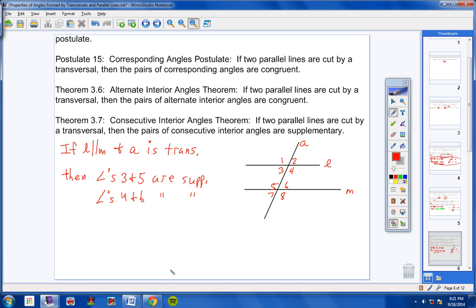Okay, so there we go. That is all that Theorem 3.7 is saying. It's simply saying if you have two parallel lines cut by a transversal, the consecutive interior angles are supplementary. So in other words, these angles will add up to 180 degrees. Okay? All right, let's continue on and look at our next theorem.